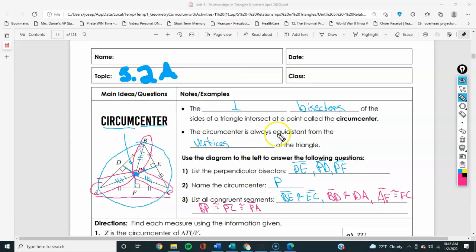What does this all mean? Good question. I'm happy you asked. And if you didn't, why aren't you asking questions?